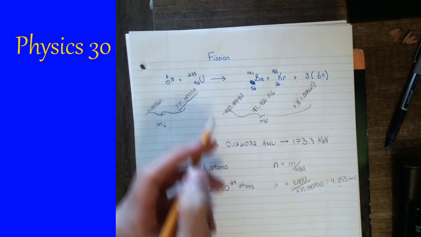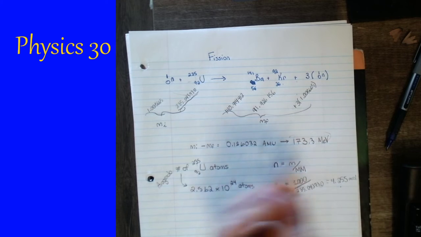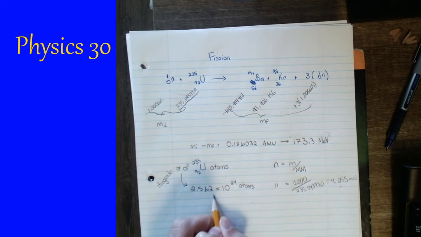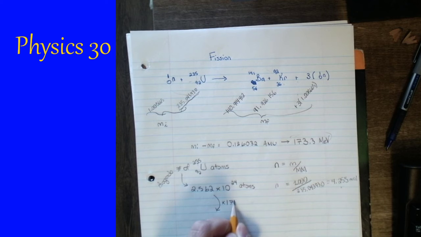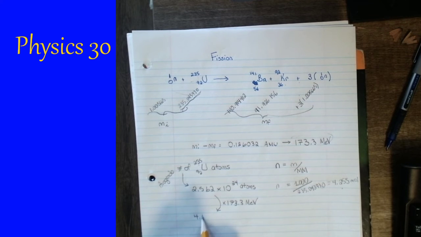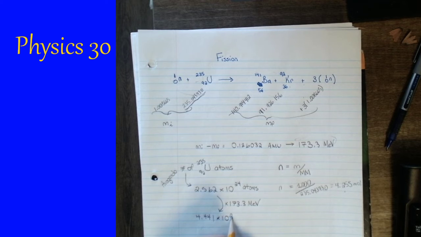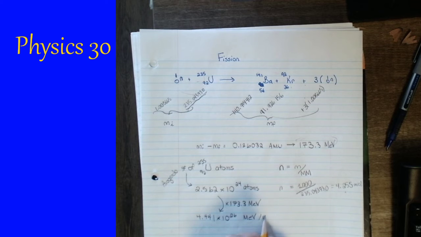Okay, so this is where the fun begins, because there's that many atoms in a kilogram. If a kilogram of uranium goes through fission, then each one of those atoms supplies 173.3 mega electron volts. So now we're going to multiply this by 173.3 mega electron volts, and we will get 4.441 times 10 to the 26 mega electron volts per kilogram.